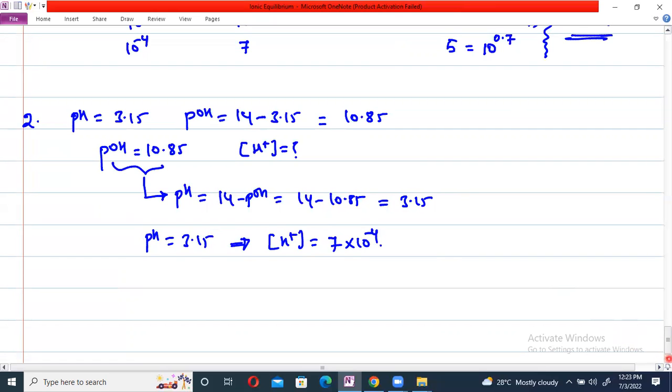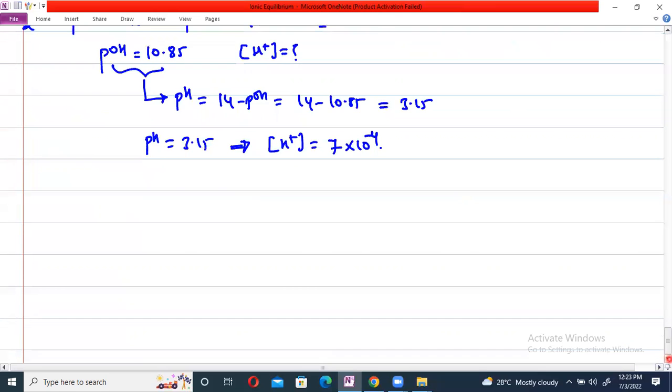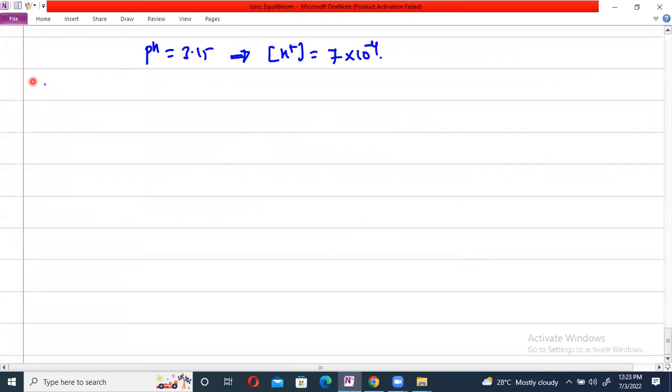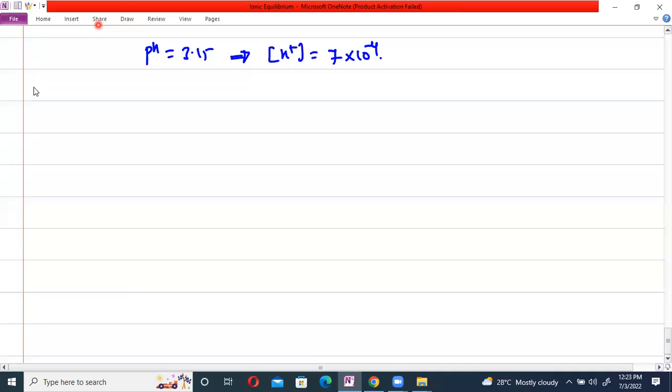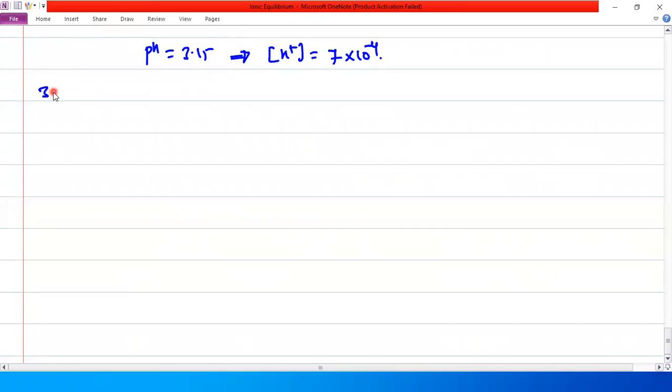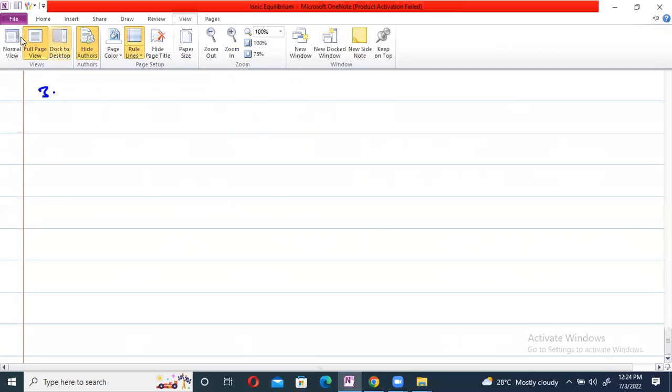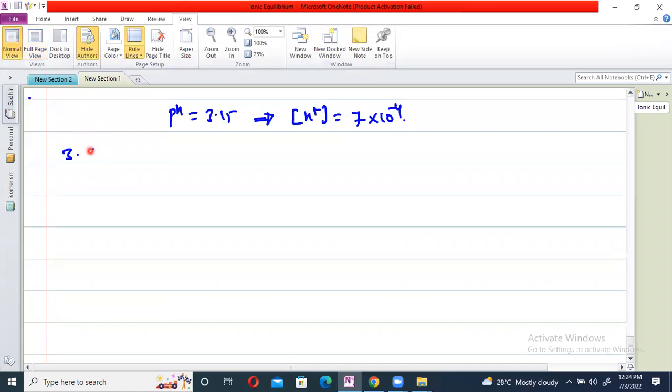I will do with some different value now. Let us say third one. I am having pH is equal to 2.52 and they are asking to get the concentration of H plus ion.